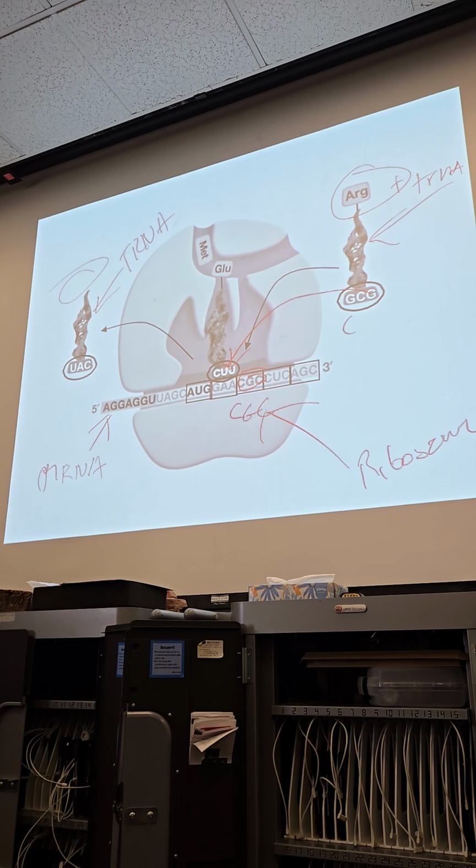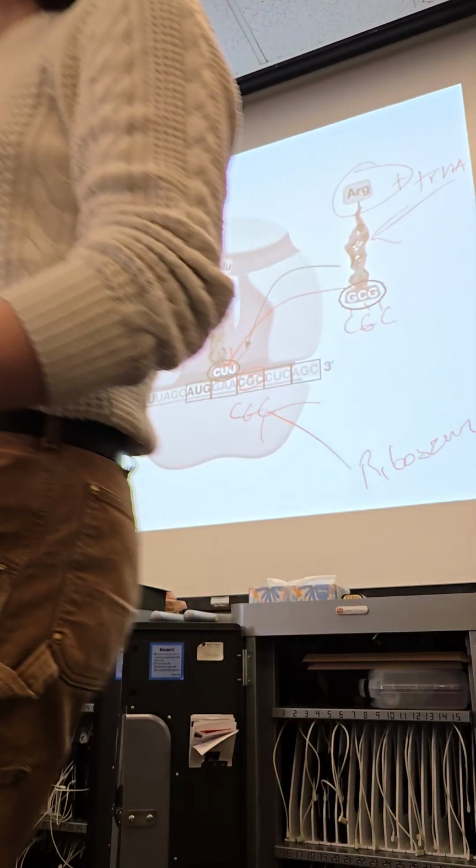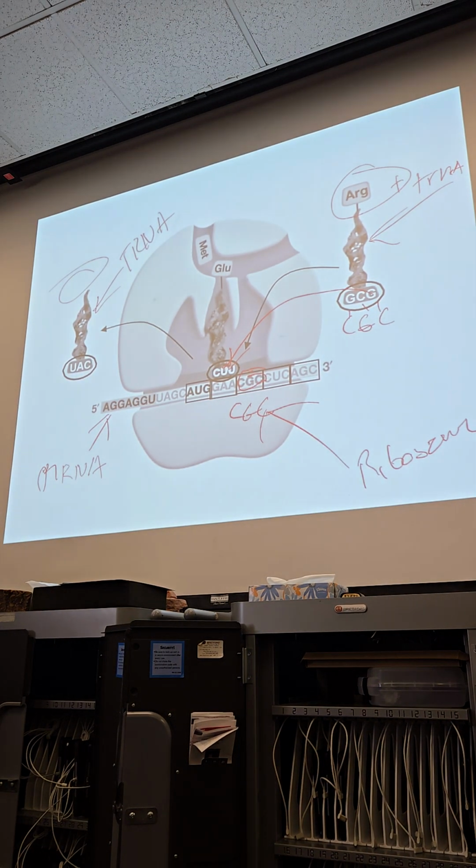CGC would be the end of those. Okay, so that's going to be the next one that comes in. This one, UAC, is bound to AUG, which is the start codon, which is MET, right there. Oh, that's where it starts.